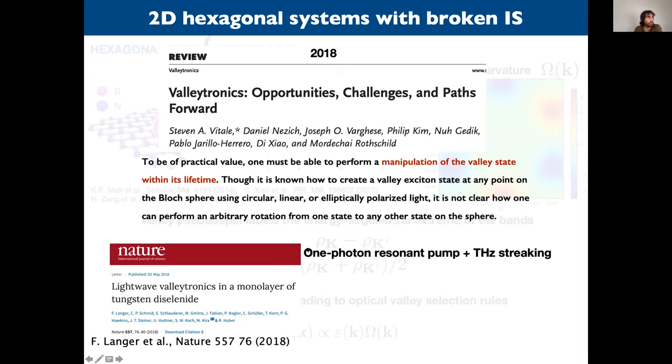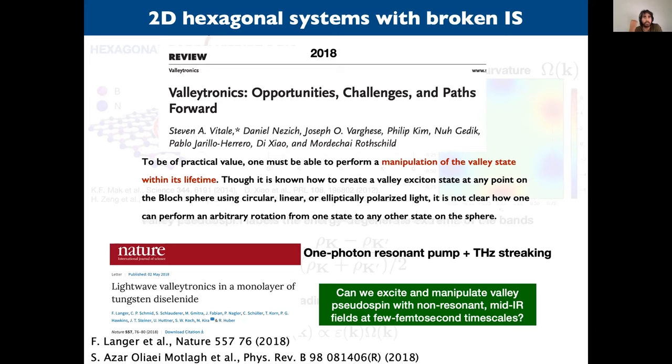So one solution to this problem was proposed in 2018 by the group of Rupert Huber, and it consists of locking the timing of the one photon resonant pump to the oscillation of a strong terahertz streaking field. And this requires control of the timing, the frequency, and the intensity of this terahertz field. The question that we pose is if the resonant pump frequency can be eliminated altogether. Now, from previous works from Mark Stockman, we know it's possible to initialize the valley pseudospin with non-resonant circularly polarized pulses. But is it possible to achieve also valley manipulation with non-resonant fields, even in the mid-IR range, and not in the terahertz? In this way, our laser system, since we're using non-resonant fields, is independent of the properties of the material, and the same laser system can be used to control different materials or heterostructures.